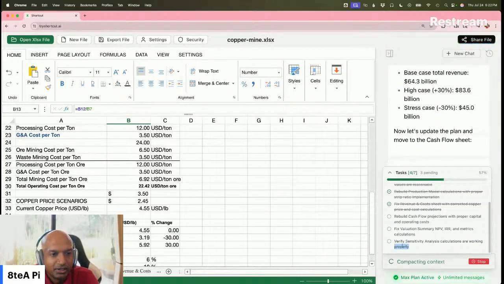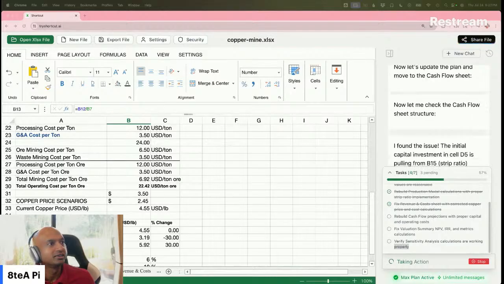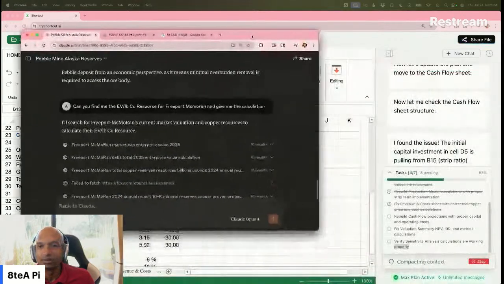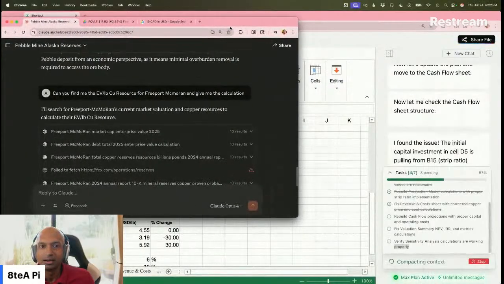So meanwhile, we have running. Let's see how Claude does on figuring out Freeport McMoRan's numbers. Let me pull up Claude, a good friend.